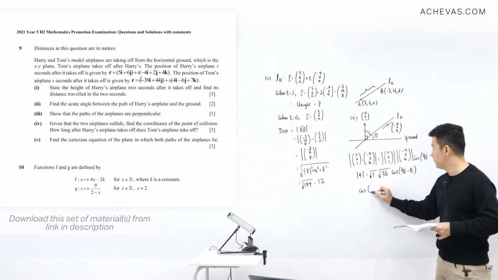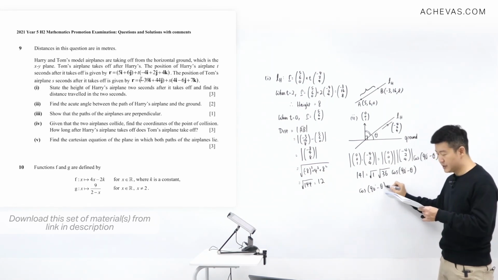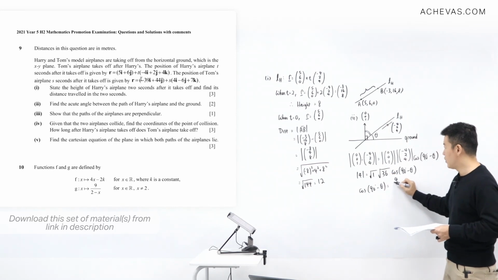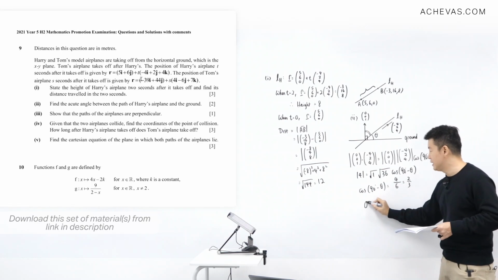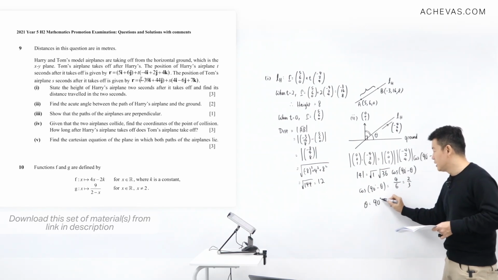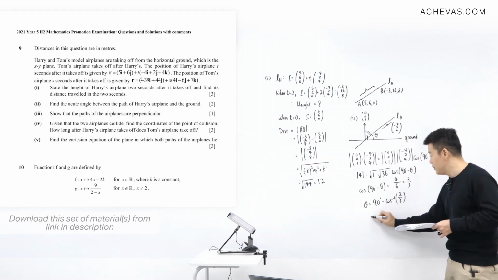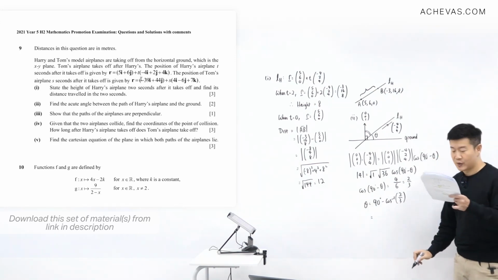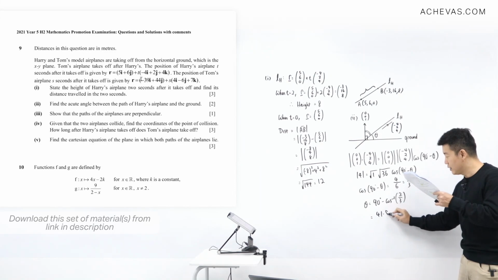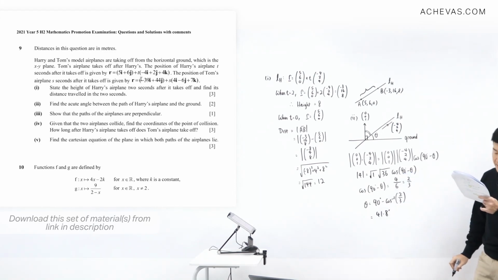So cosine of 90 degrees minus theta is going to be 4 over 6, which is equal to 2 over 3, which means that theta is going to be equal to 90 degrees minus cosine inverse of 2 over 3. Pressing this into the calculator, we are going to be getting 41.8 degrees.